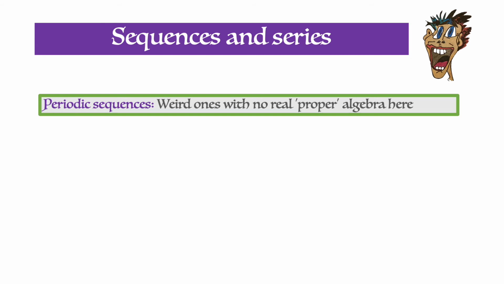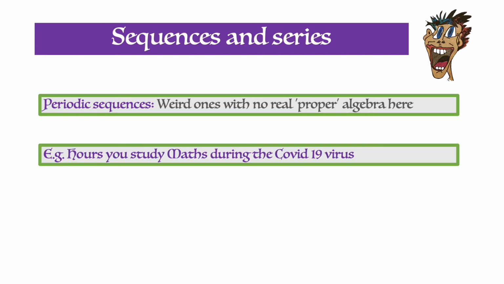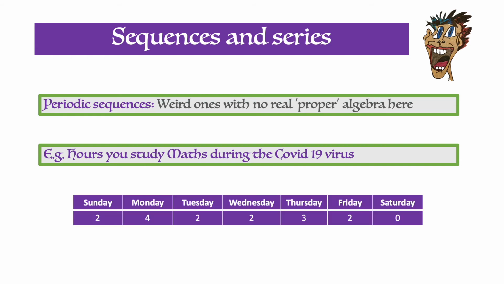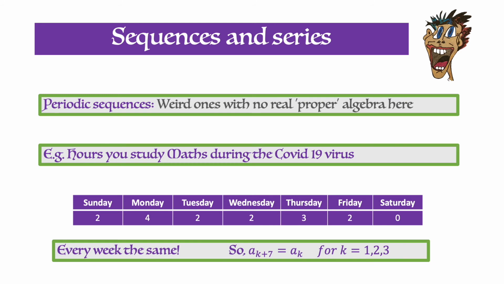Now, we also have periodic sequences. Some of these are really odd. So for instance, let's take an example of the hours you studied maths during the COVID-19 virus. A general week starting on Sunday. Here we go. And you can see that every Monday, the key is every week is the same. So here, Monday it's always 4 hours, Wednesday it's always 2, etc. So simply to find the next one, it's k plus 7 equals ak. It's simply every seventh term is going to be the previously same one. So it's not very difficult. It's not commonly used here.